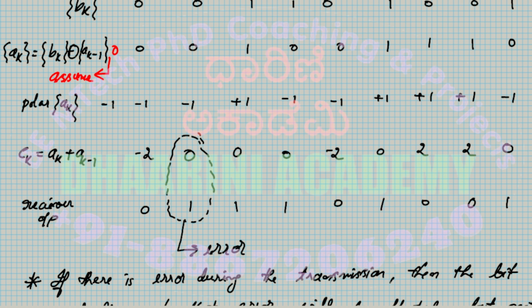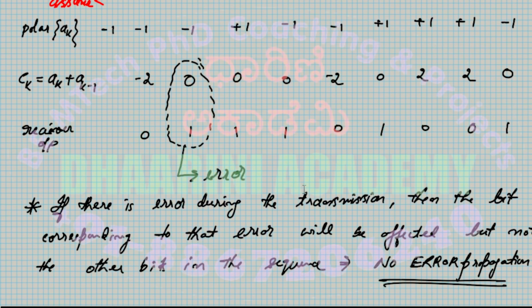So whenever you actually receive this, you convert this back, you see other samples still remain same. So the original AK, whatever you send, it's there. So error is not going to propagate here. Error propagation is going to stop in case of this modified duo binary signal.